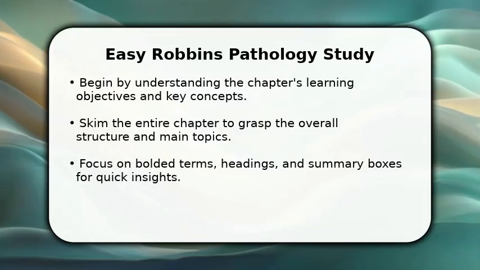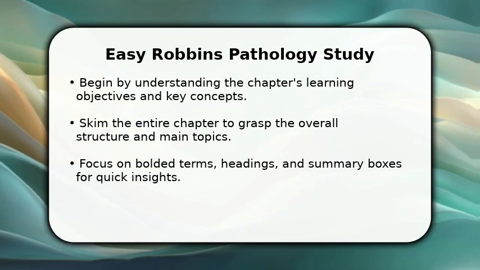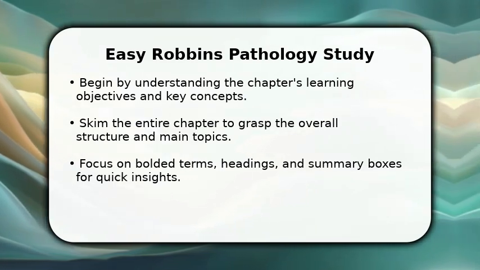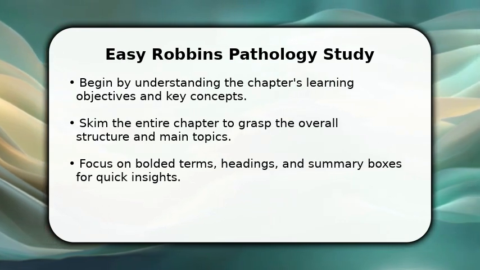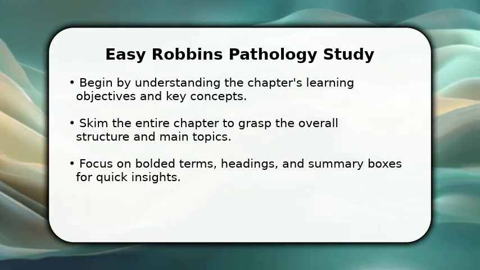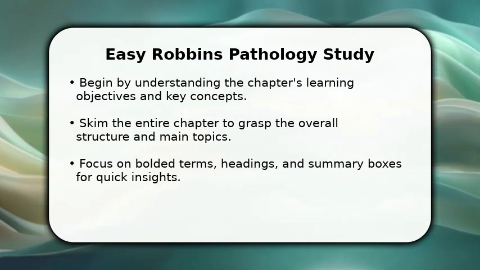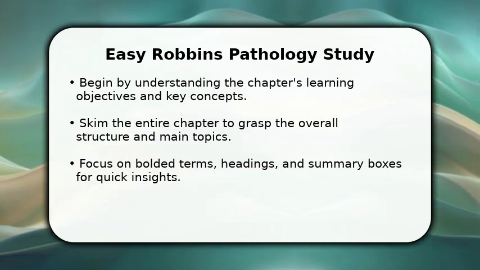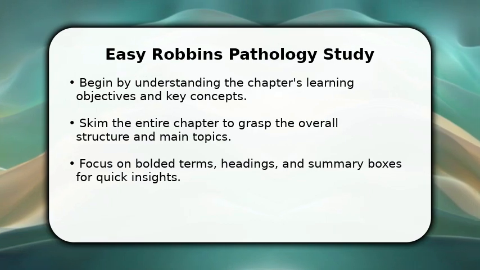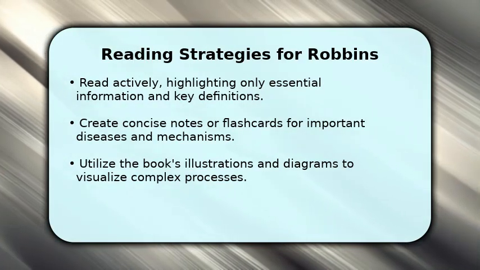In this video, I will explain how to study pathology from Robbins. First, always start by reviewing the learning objectives at the beginning of each chapter. This sets your focus. Next, take about 5 to 10 minutes to skim through the entire chapter, paying close attention to headings and subheadings. This initial overview helps you understand the chapter's structure and main themes before diving into the details. When you read, do so actively.